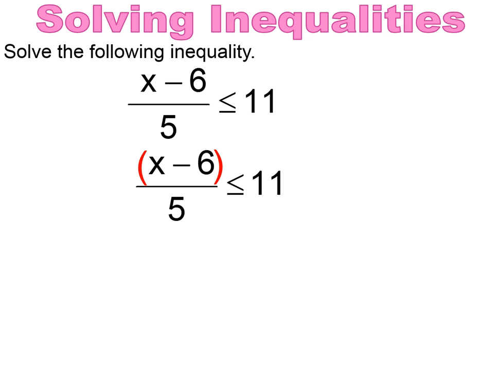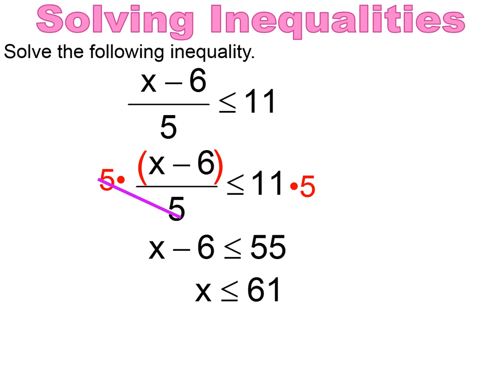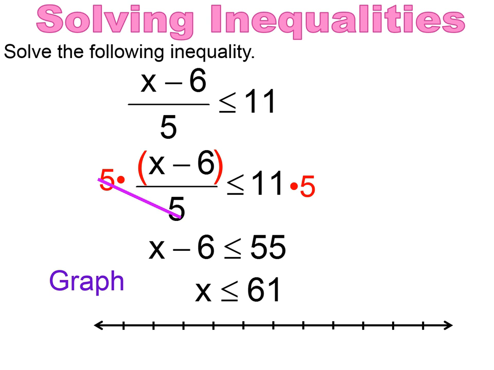So again, to get to that expression up top, the first thing I need to do is multiply both sides by 5 to eliminate that division. And now we're left with x minus 6 is less than or equal to 55. I'm going to add 6 over, and I get x is less than or equal to 61. This is going to be a closed circle at 61, shaded to the left.